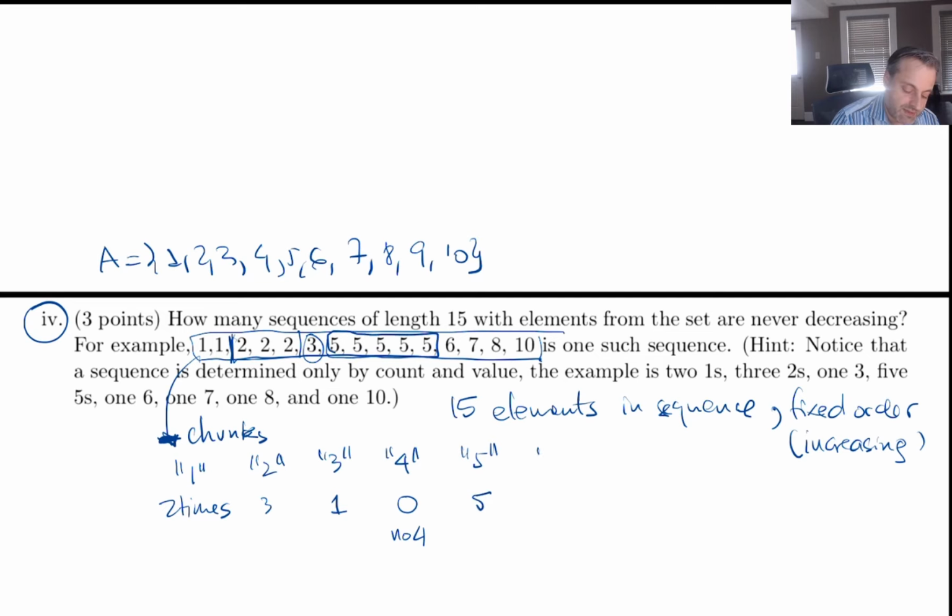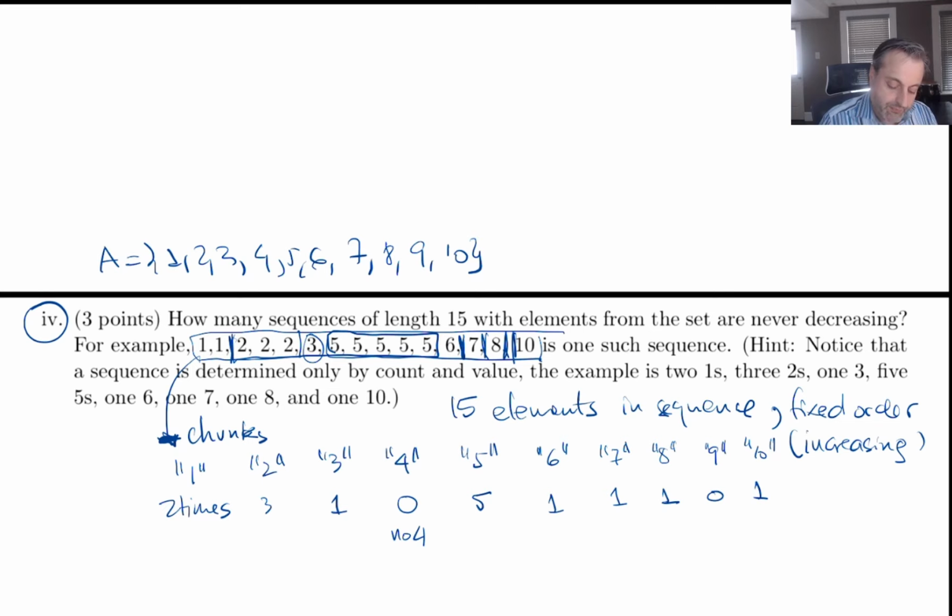And then I have 6. That is 1 time. Then I have 7. That is 1 time. Then I have 8. 1 time. And then I'm going to include a 9. That's 0 times, because there's no 9, right? So we have 6, 7, 8. There is no 9 in there. And then I have the 10, which is 1 time.